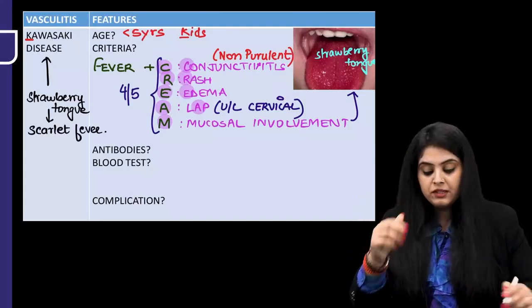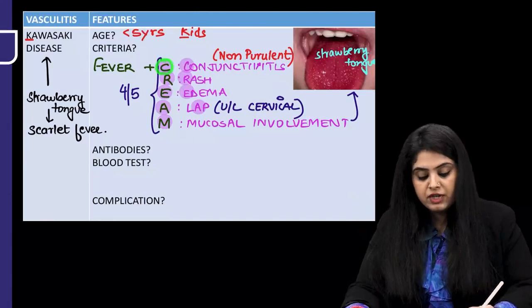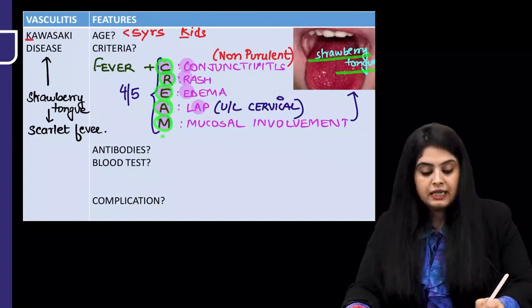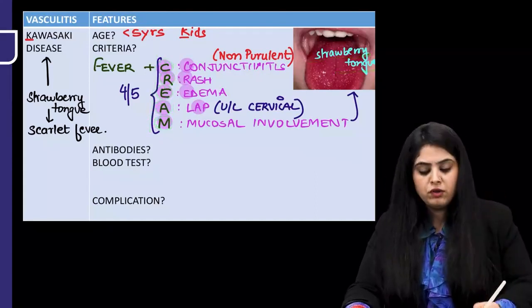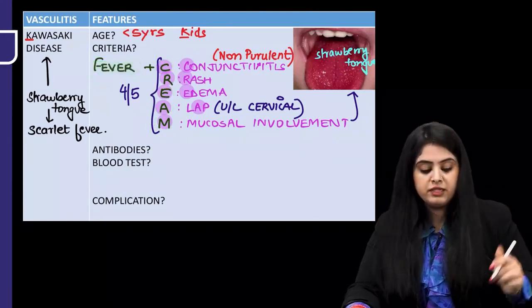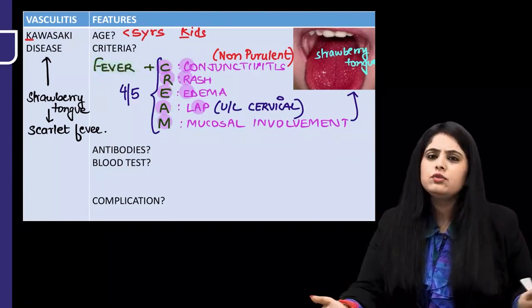Okay, so repeating, what was the CREAM criteria? Conjunctivitis, rash, edema, adenopathy, mucosal involvement. Mucosal involvement means strawberry tongue, and any 4 out of these will do. But what is mandatory? Fever, it has to be there. These are all things which you have known for decades.